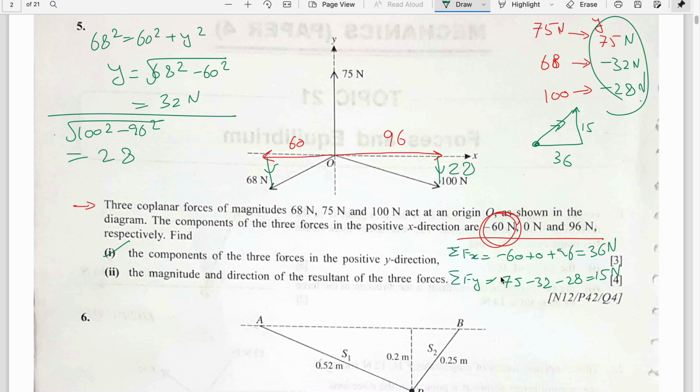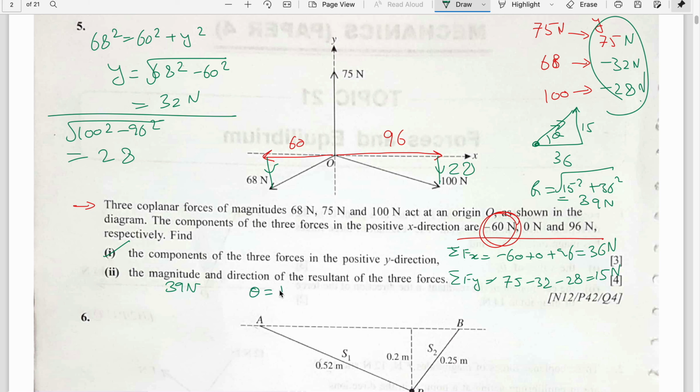So my resultant would be the square root of 15 squared plus 36 squared. So the magnitude is 39 newtons, and for the direction we can find this angle.